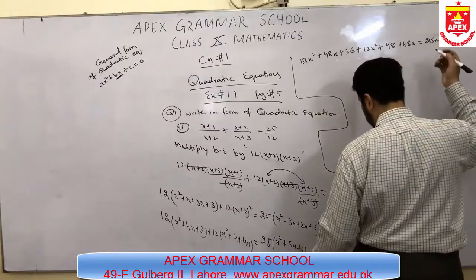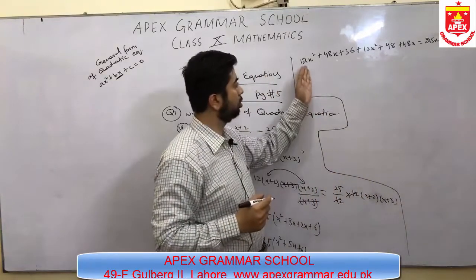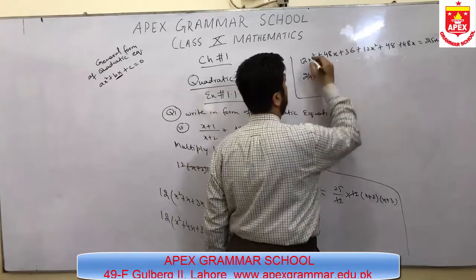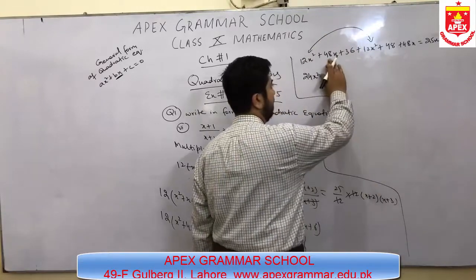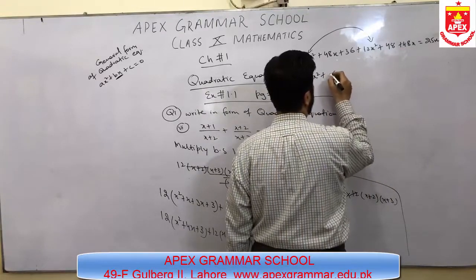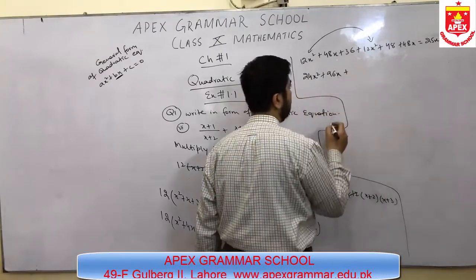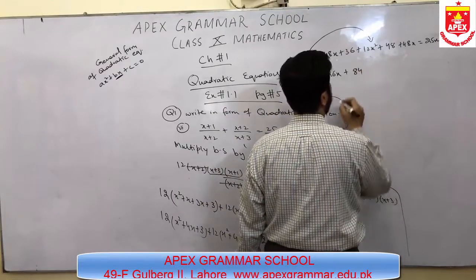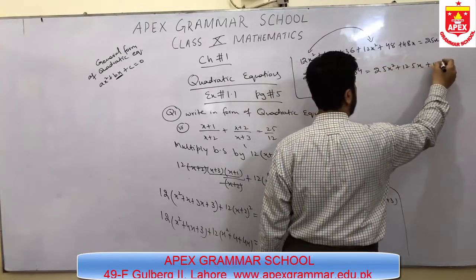This is 150. Now 12x square plus 12x square becomes 24x square. This 12x square is added with this 12x square, and after that 48x with this 48x, it will be 96x. 36 with this 48, it is 84, is equal to 25x square plus 125x plus 150.